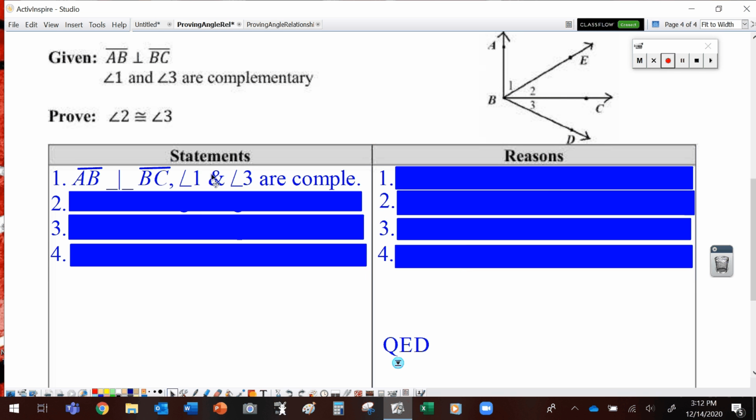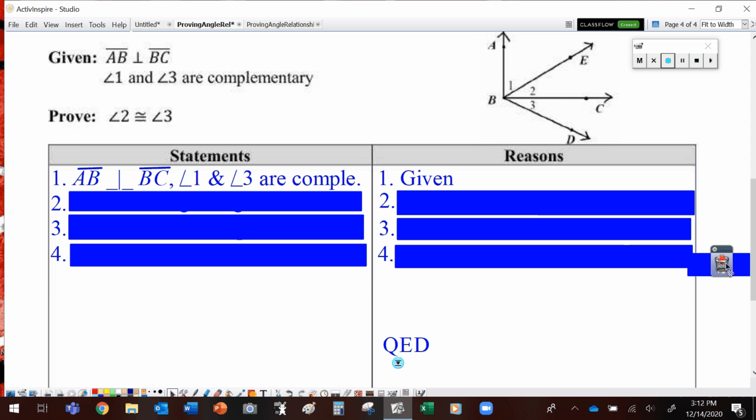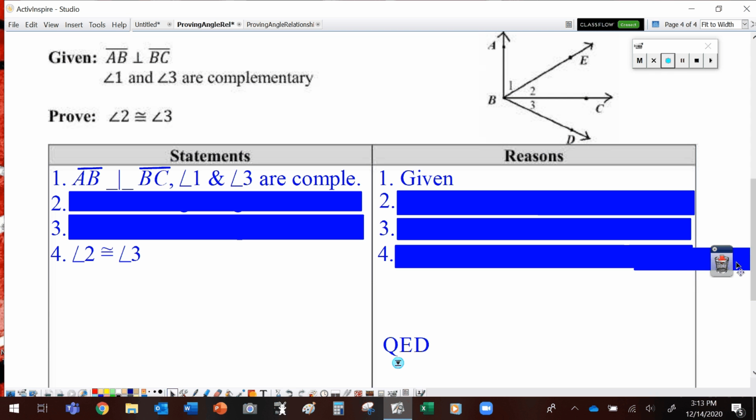We'll start out by listing all of our given information. Segment AB is perpendicular to segment BC. Angle 1 and angle 3 are complementary, and I know that the reason for that is that it's given. Now, just like last proof, what I need to do is say both angle 1 is complementary to angle 3, which I already have, and angle 2 is complementary to angle 1. If I can say that both 2 and 3 are complementary to angle 1, then I can make that final step to say that angle 2 is congruent to angle 3.